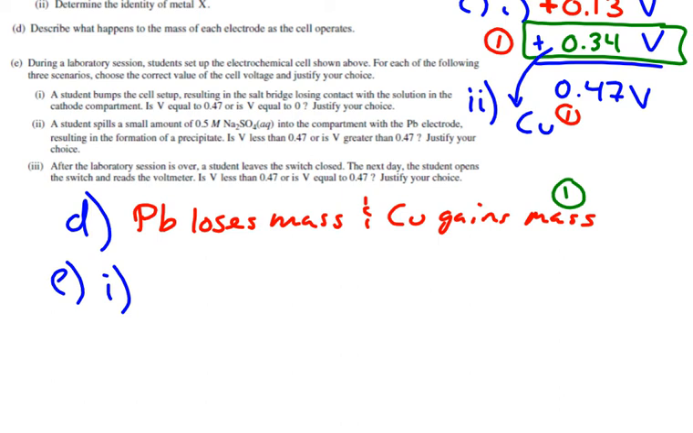about electrochem. During the lab, students set up the electrochemical cell shown above. For each of the following 3 scenarios, choose the correct value of the cell voltage and justify your answer. This is fully 1 point each, by the way. You cannot get wrapped up in, oh my gosh, what if I don't explain this right, or if I get the right answer but not the right explanation? Just give it a shot.